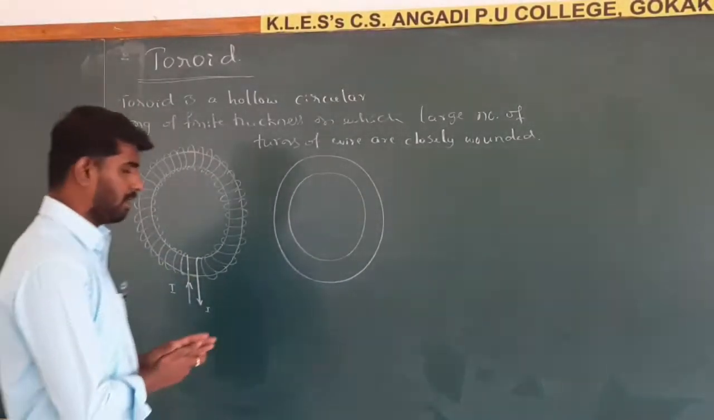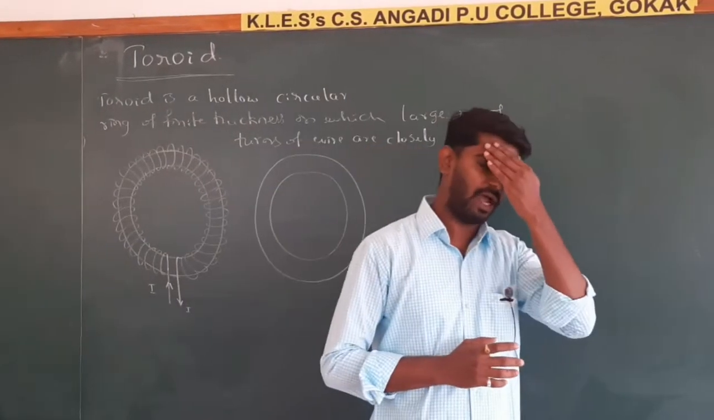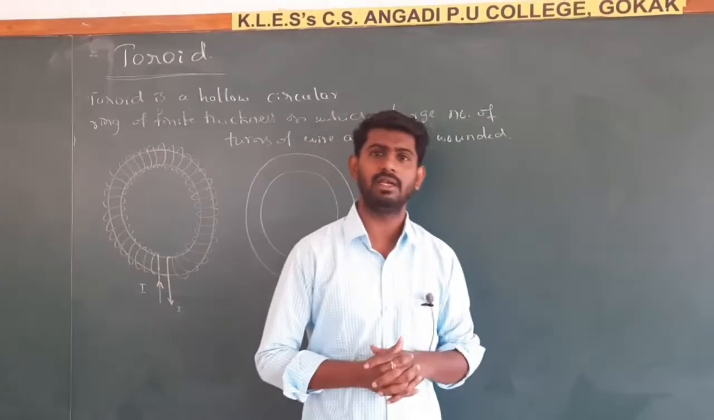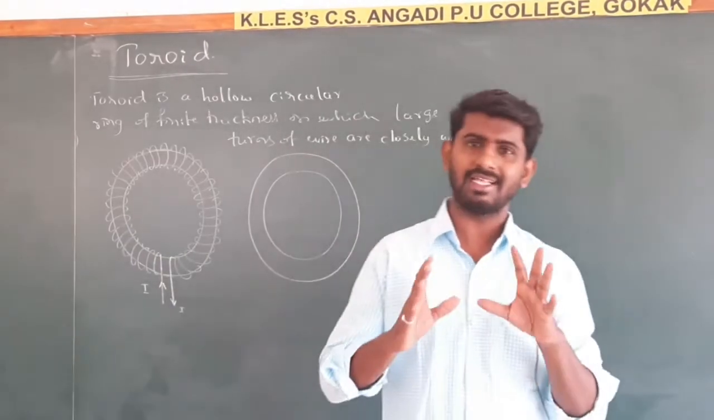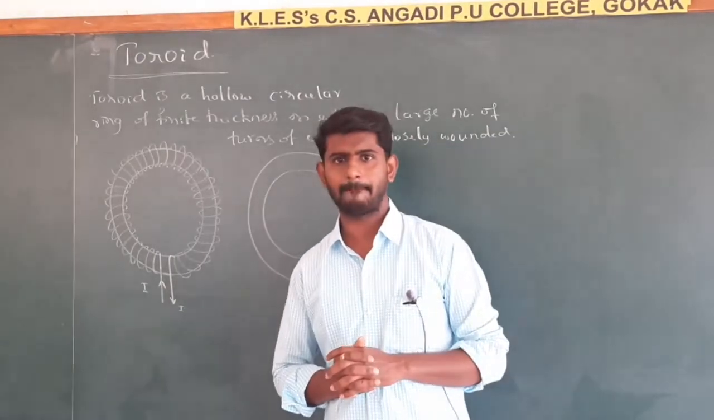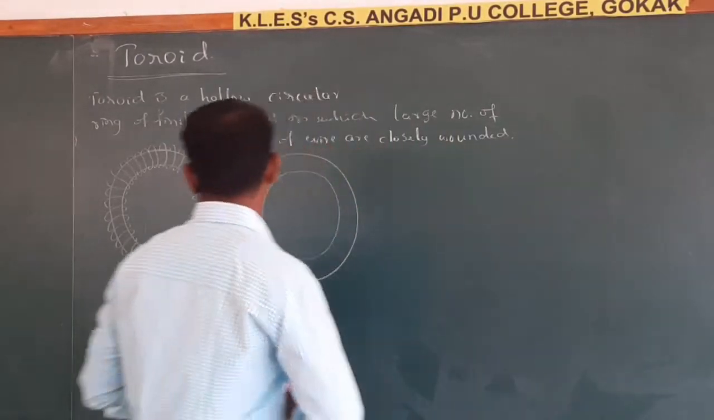So this is the diagram of the toroid. Here we have to determine the formula for the magnetic field due to that toroid. The toroid is also used to produce a magnetic field.